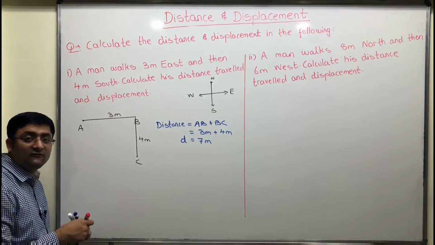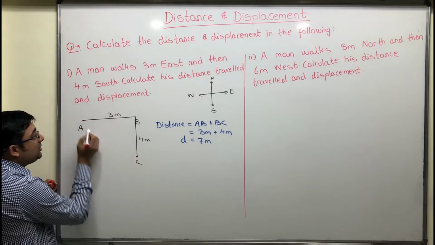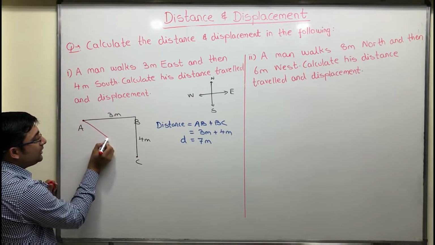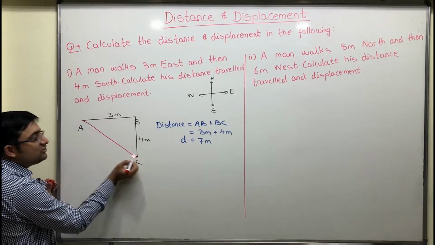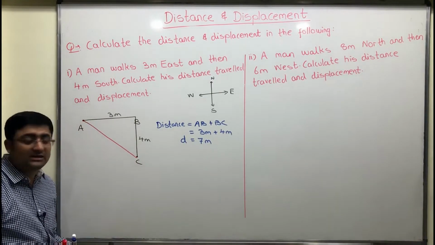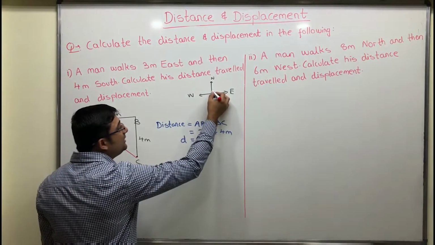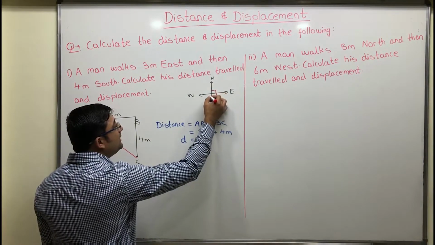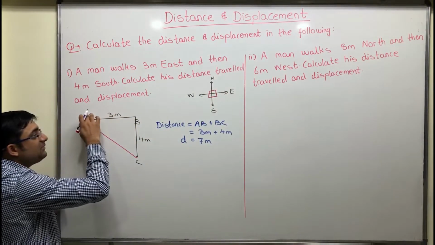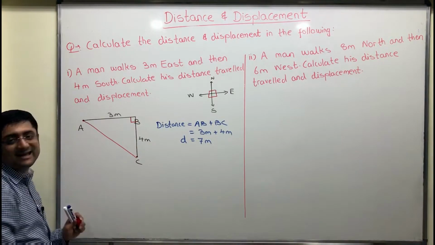So like I said, first mark the initial point A. Mark the final point C. Now join the initial and final point by a straight line. So this over here is displacement. Now how do I find the length of this line AC? See guys, whenever we talk about directions, what is the angle over here? 90 degrees. So see, this person is going east and then south. So this over here is 90 degrees.